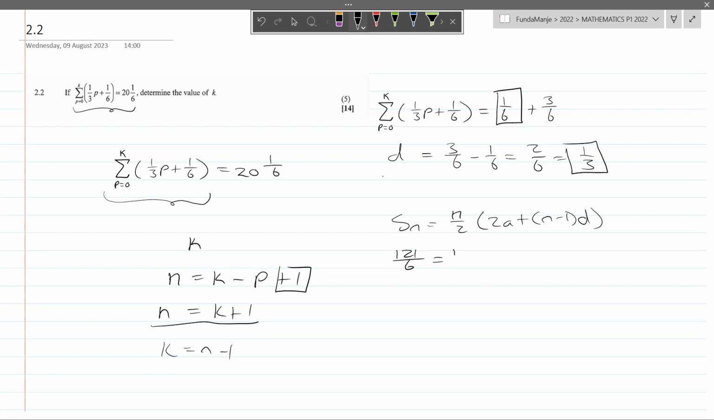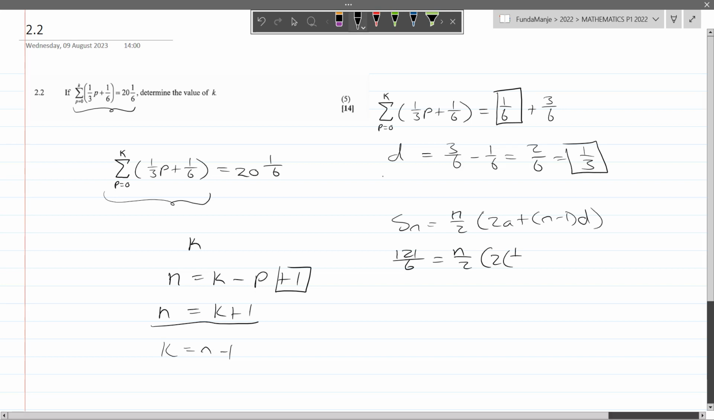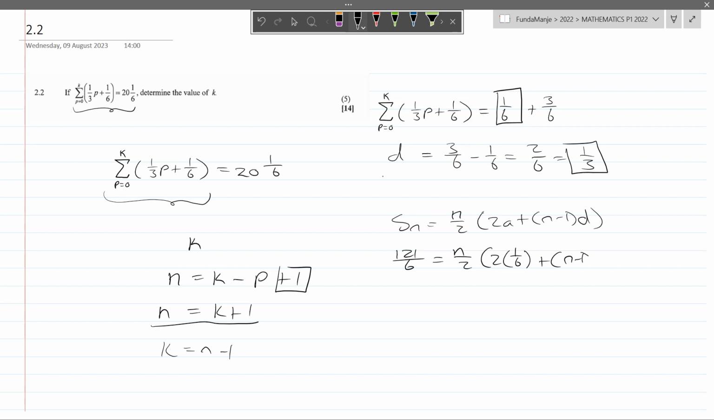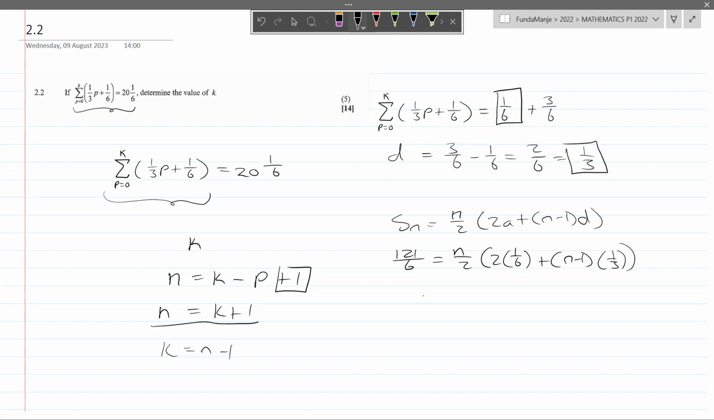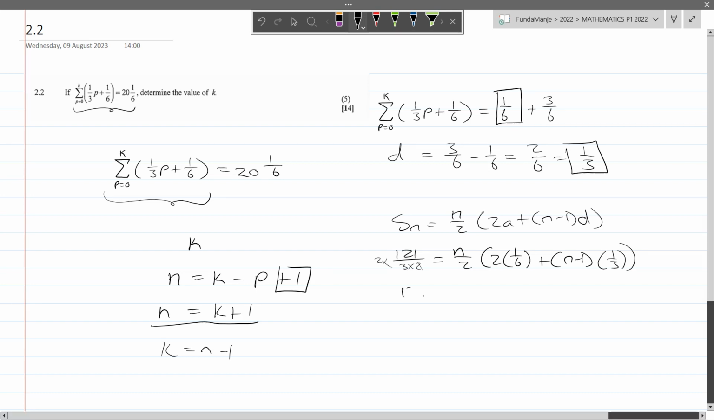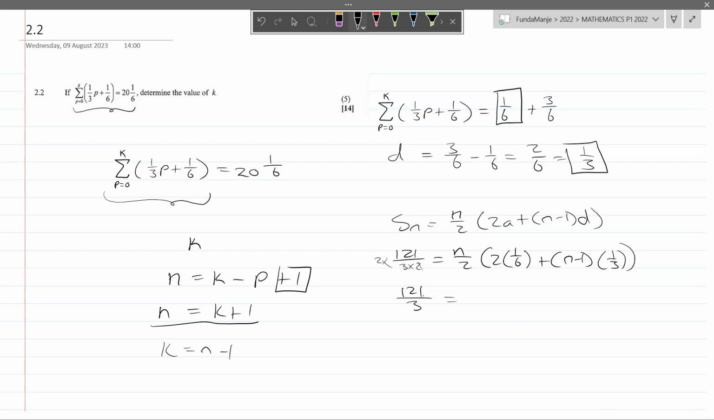So we continue with this problem, making the respective substitutions. A would be 1 over 6, plus n minus 1, d will be 1 over 3. And then we can simplify this. On the inside, outside we still have 121 over 6. If we multiply by 2 everywhere, we can remove this 2. Since this is 6, it's actually 3 times 2. You cancel this 2, leaving us with 121 over 3 is equal to n.